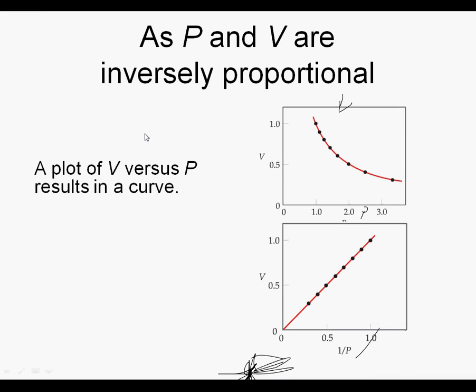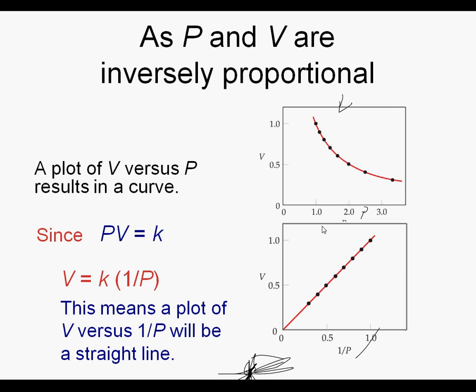One of the things the chemist likes to do is to find the straight line. And the classic Boyle's law graph is volume versus pressure, and you get that inversely proportional graph. But if you do volume versus the inverse of pressure, then you get your straight line. And so there you have it. PV equals a constant is another way of suggesting Boyle's law.